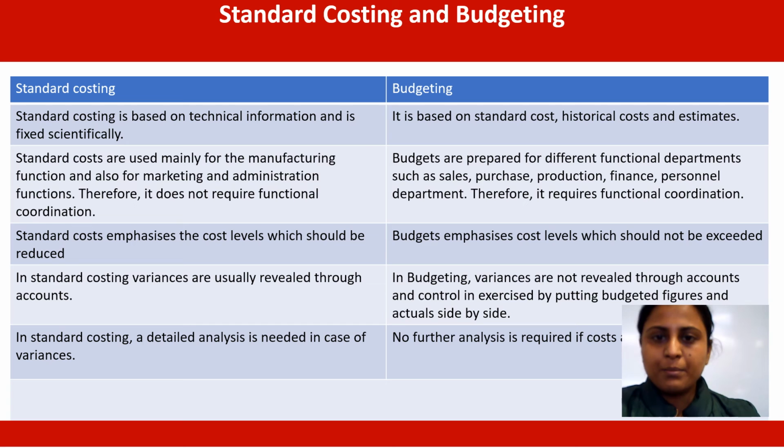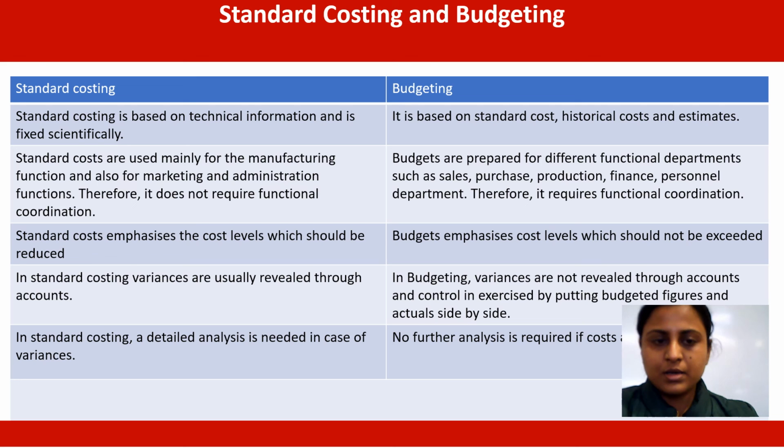Whereas on the other hand, budgets are prepared for different functional departments such as sales, purchase, production, finance, personnel department, and therefore it requires functional coordination. Then standard cost emphasizes the cost levels which should be reduced, whereas budget has emphasis on cost levels which should not be exceeded. In standard costing, variances are usually revealed through accounts, whereas in budgeting, variances are not revealed through accounts and the control is exercised by putting budgeted figures and actual figures side by side.